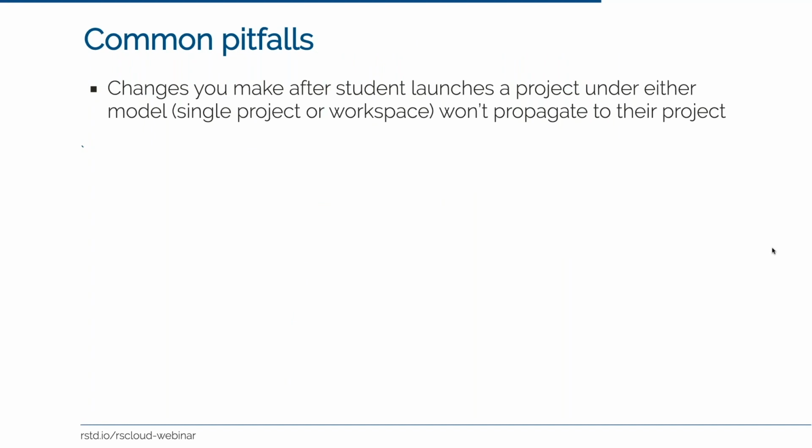It's important to remember that when a student makes a copy of your project or when they start an assignment, RStudio Cloud is making a literal copy of that project at that time point. So changes you make after a student launches a project under either model won't propagate to their project. This is not like collaborative editing of Google Docs. It is more like you handing out paper to your students. And then if you make changes to your own copy, that's not going to propagate to theirs.